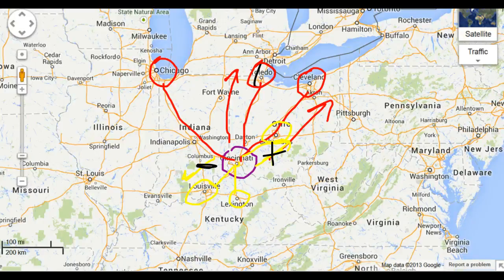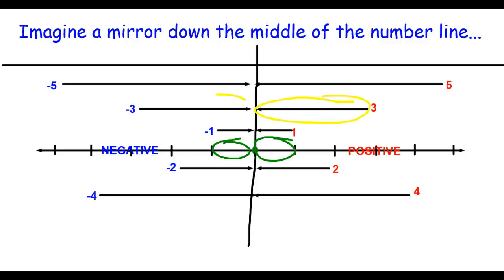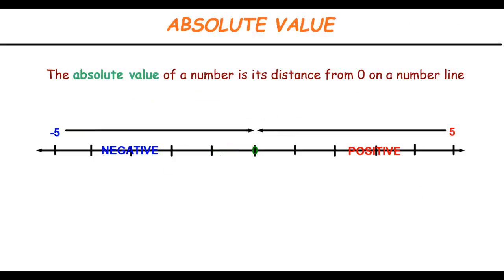And that's because when we talk about distance, we're really just talking about the space between. And numbers on a number line act the exact same way. If we imagine a mirror down through 0, 1 and -1 are the same distance away from 0. 3 and -3 are the same distance away from 0. And that distance away from 0, the space between 0, which we consider often to be the center of number lines when we're talking about positive and negative numbers, is called the absolute value. The absolute value of a number is its distance from 0 on a number line.